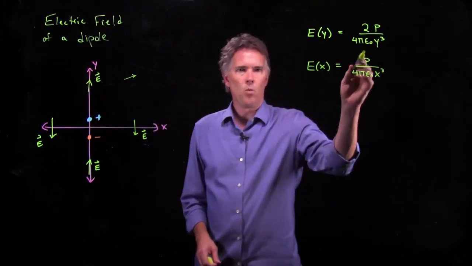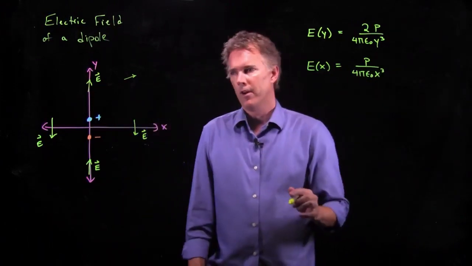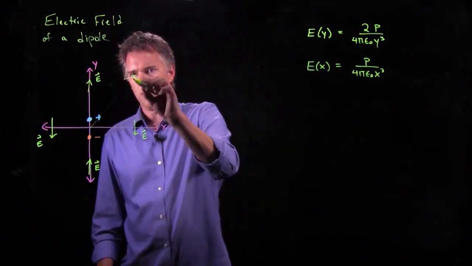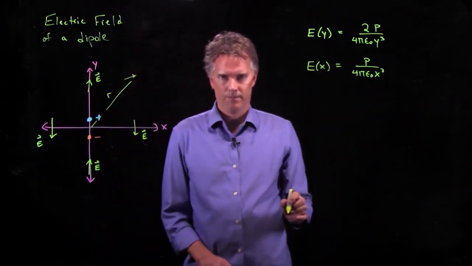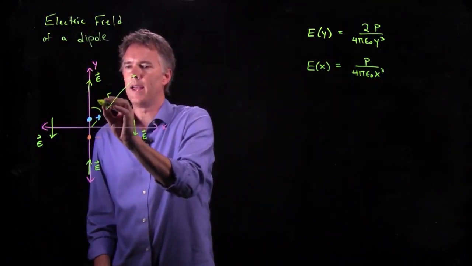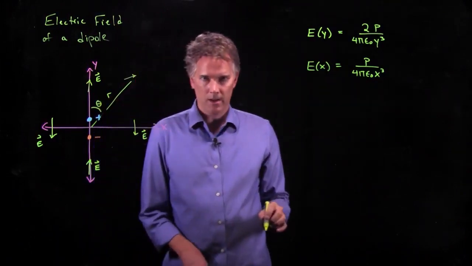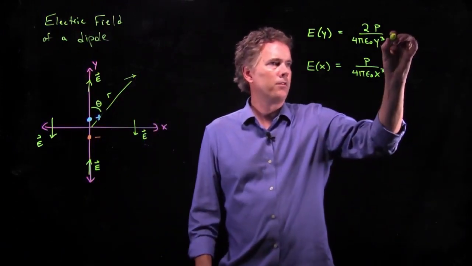But let's not call them y or x anymore. Let's just call them r. So if I think about an arbitrary point out here, and I call that r, and I also happen to call this angle right there theta, how can we put this together? Well, first off, let's do this.